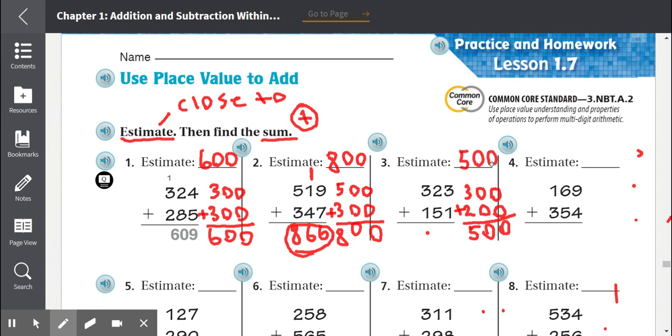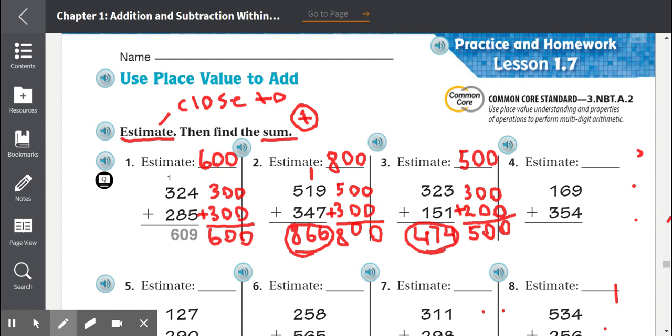Now if we solve this problem by using place value, we start in the ones place. 3 plus 1 is 4. 2 plus 5 is 7. 3 plus 1 is 4. So our answer is 474.